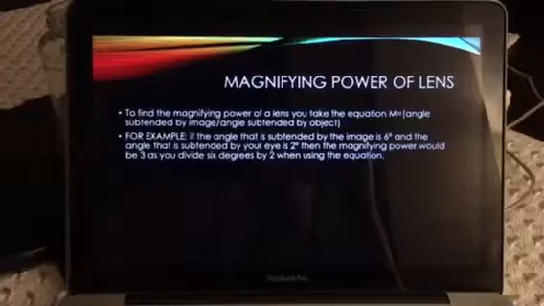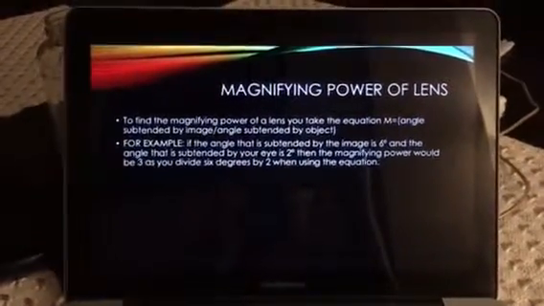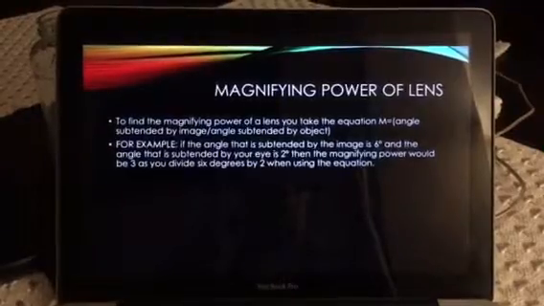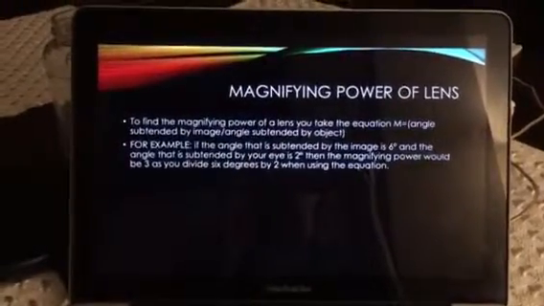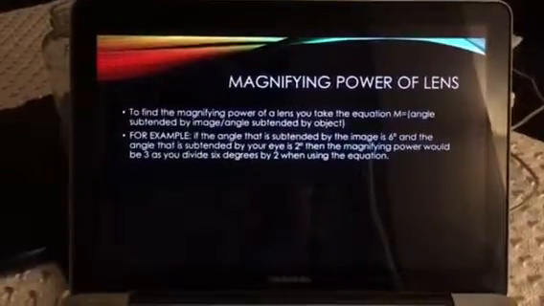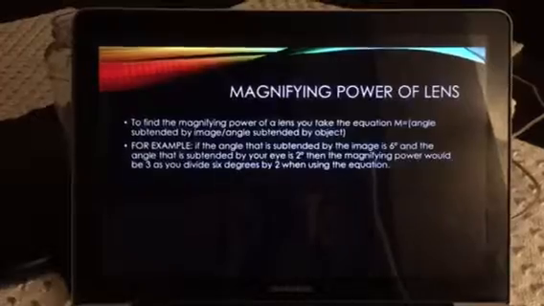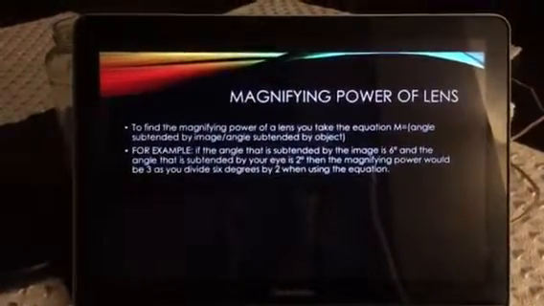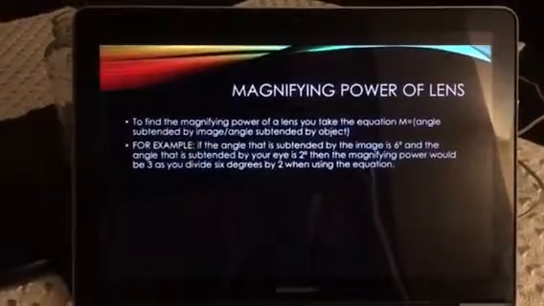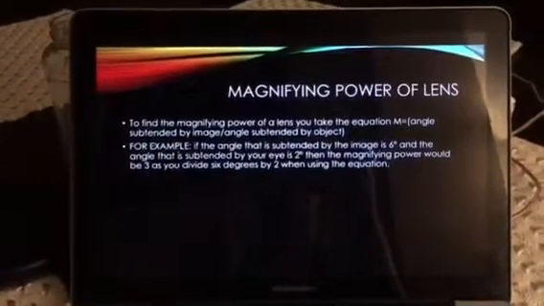So next, we're going to go over how to determine the magnifying power of a lens. To find the magnifying power, you use the equation M, which stands for magnifying power, equals the angle subtended by the image divided by the angle subtended by the object. So for example, if the angle subtended by the image is 6 degrees and the angle subtended by the object is 2 degrees, the magnifying power would be 3, as you divide 6 degrees by 2 when using the equation.